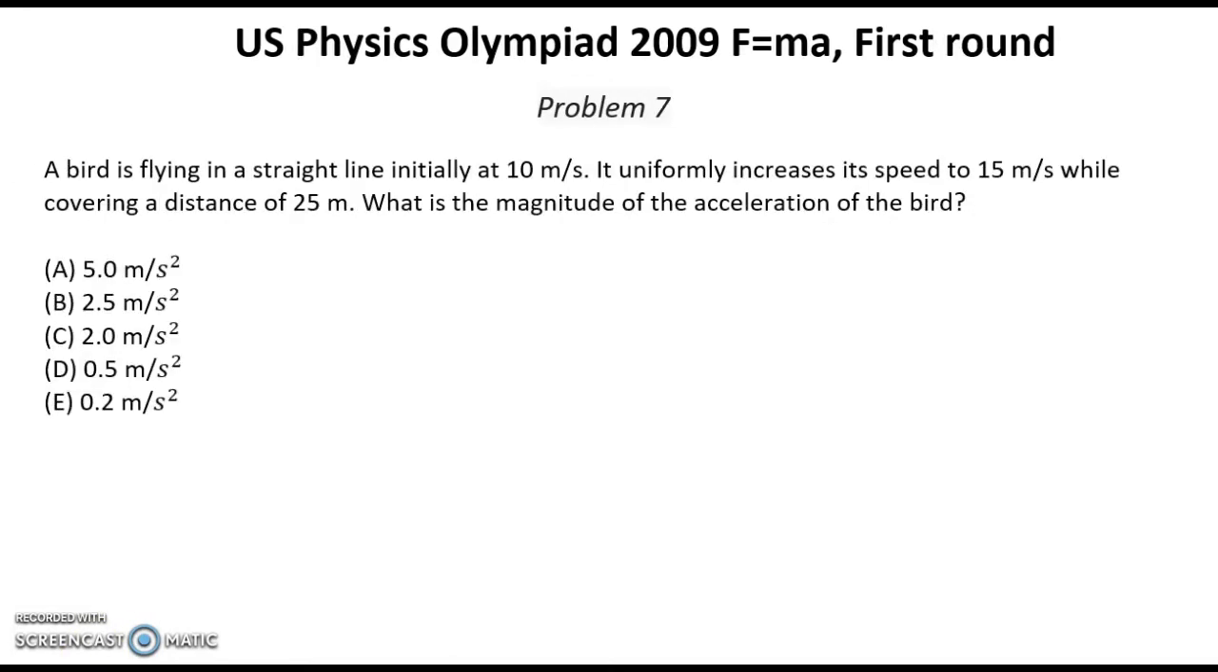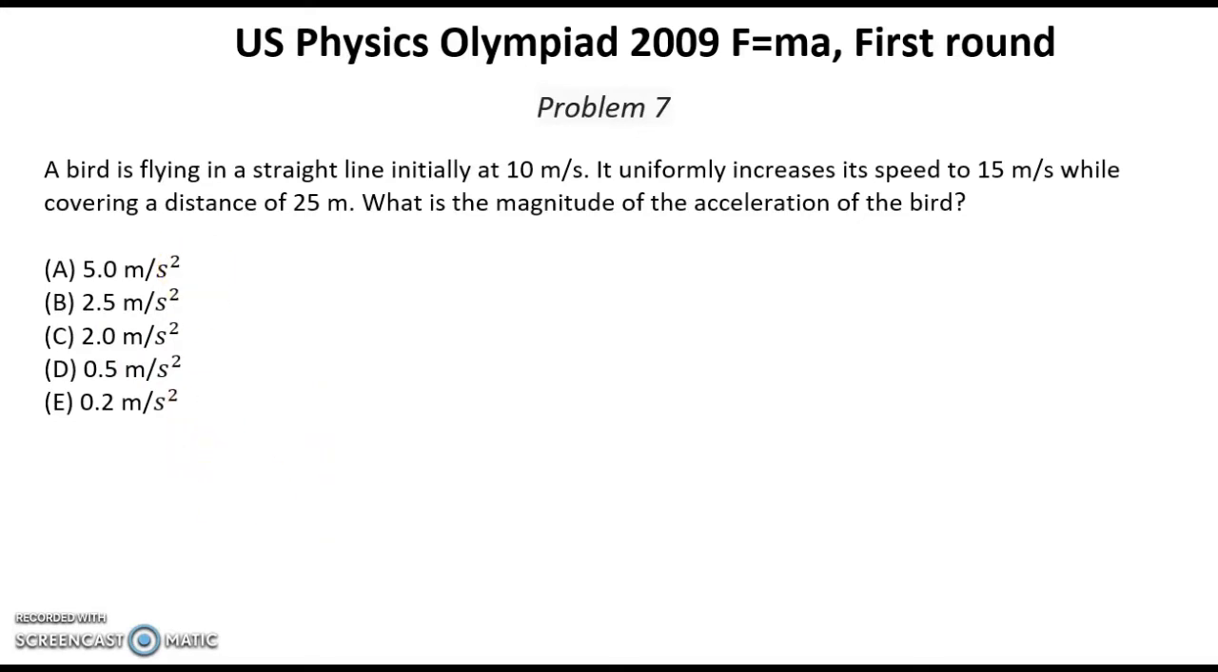Problem number 7. The bird is flying in a straight line, initially at 10 meters per second. It uniformly increases its speed to 15 meters per second, while covering a distance of 25 meters. What is the magnitude of the acceleration of the bird? On the left we have 5 different choices, so we need to solve this problem and pick a good one.